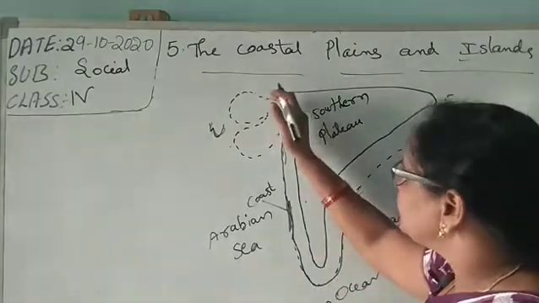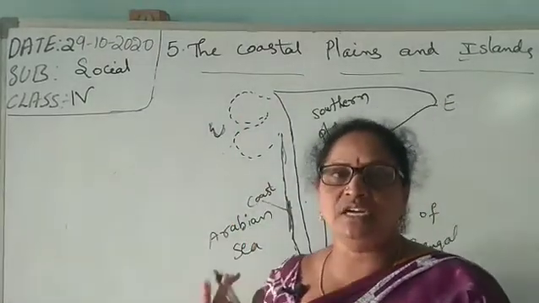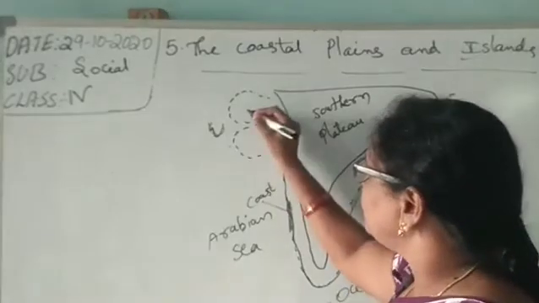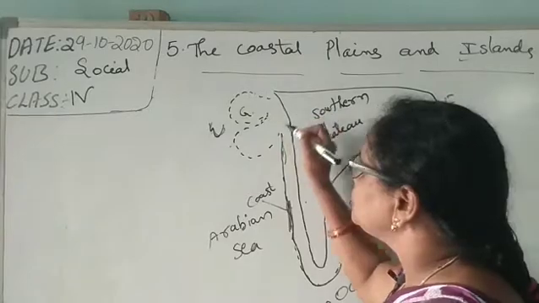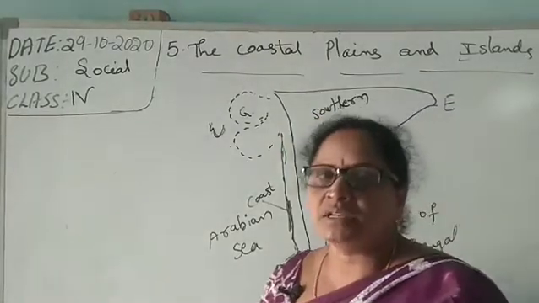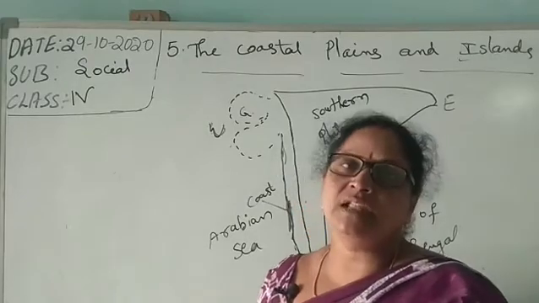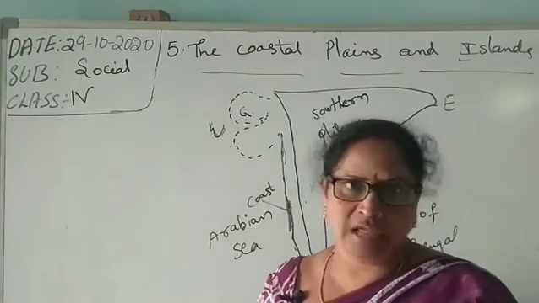Let us know the western coastal plains. The western coastal plains are divided into three parts. One is the Gujarat coast. The western coastal plains start from Gujarat. The Gujarat coastline runs from the Rann of Kutch to the Rann of Khambhat. The Gujarat coast is very famous for Gir National Park, which is home to lions.